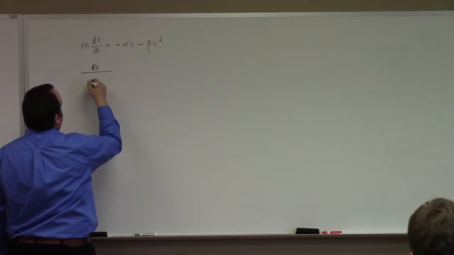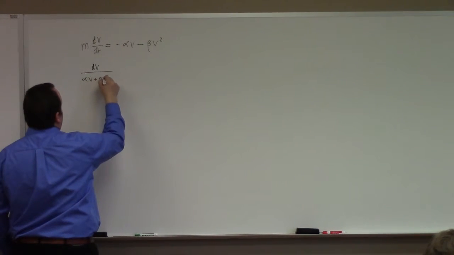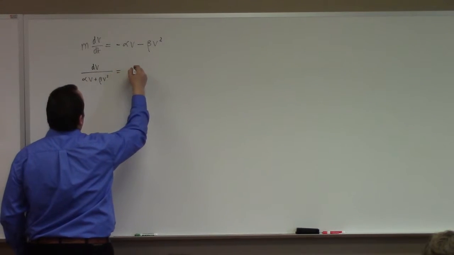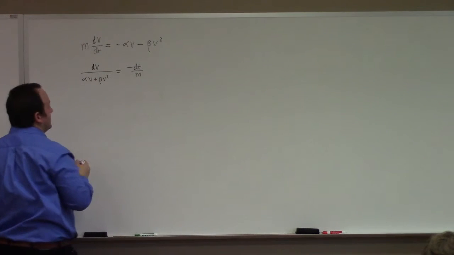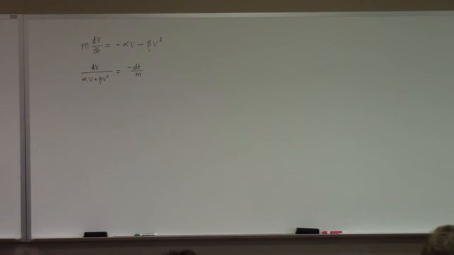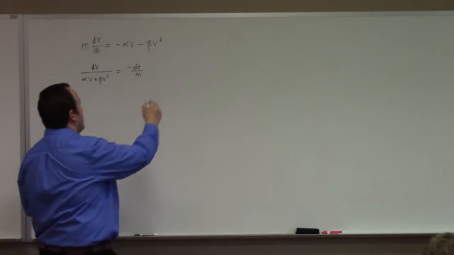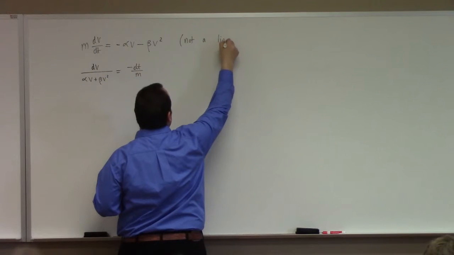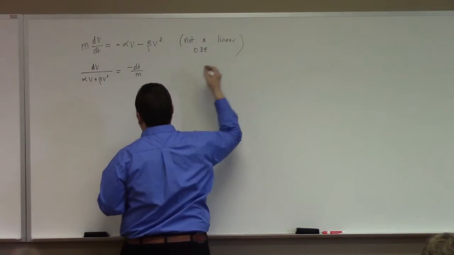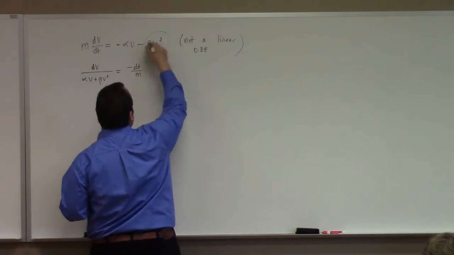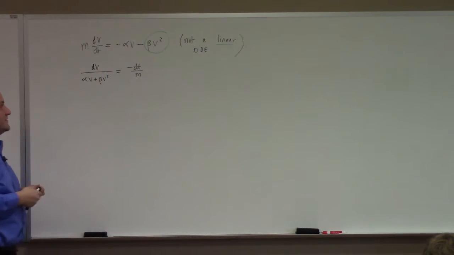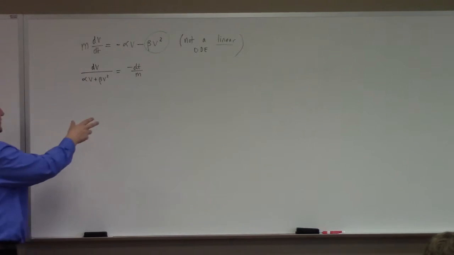My inclination here, because I dislike minuses, is to rewrite this as follows. This is dv divided by alpha v plus beta v squared, and that's equal to minus dt over m. And now I've separated variables and integrate, right? This is definitely not an integrating factor technique because this is not a linear ODE, in particular because of this term right here. If that wasn't present, I would have just linear appearance of the derivative and the dependent variable. But that v squared term means it's nonlinear, which means I can't use integrating factor technique. I have to use our other technique. We only have two, so process of elimination, it's got to be separation of variables.